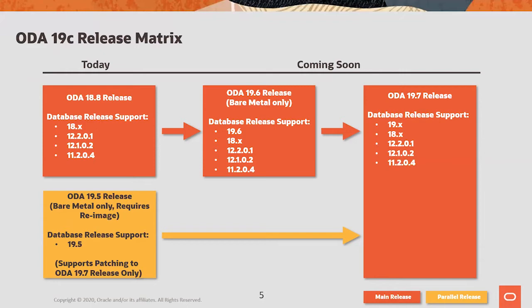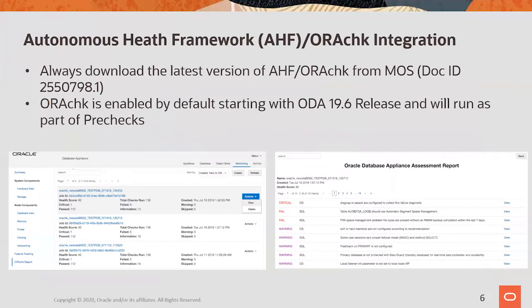Yeah, exactly. Okay, so let's look at some of the 19.6 new features. As I said earlier, AuraCheck has been around for a couple of years now on the ODA, and we finally integrated AuraCheck with our pre-checks. AuraCheck has gone through a brand change in the last few months. Now it's part of what we call the Autonomous Health Framework. So if you go to download AuraCheck, you're going to see this thing called AHF, but basically AuraCheck is part of that. In the past, we said always download the latest version of AuraCheck, but now you have to download the latest version of AHF.